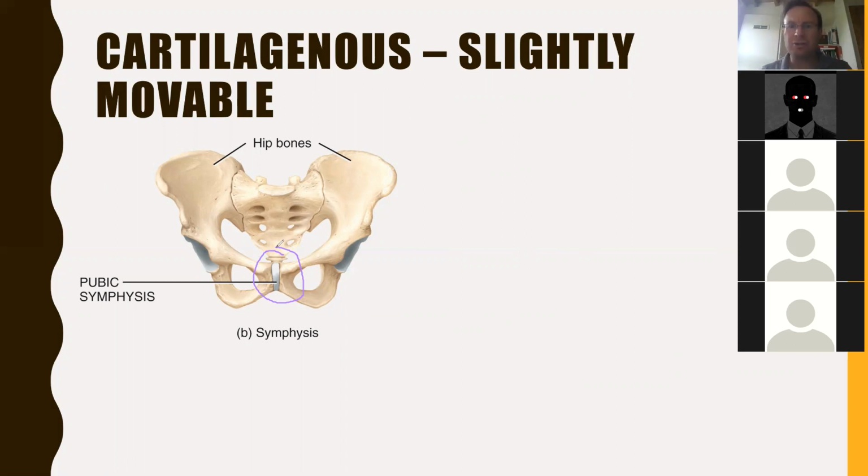So other cartilaginous joints, can anyone give me an idea of any other cartilaginous joints in the body? Anyone else? Cartilaginous joints? Well, I showed before, in our spine, we've got the intervertebral discs. So you can see that intervertebral disc there, right at the base of the spine, but we've got them obviously all the way up. We also have them next to our ribs.